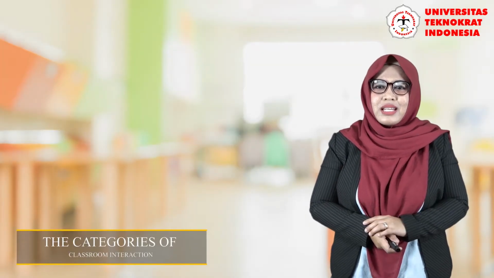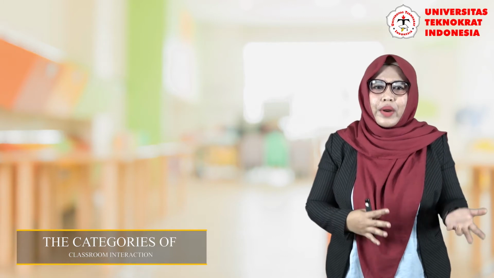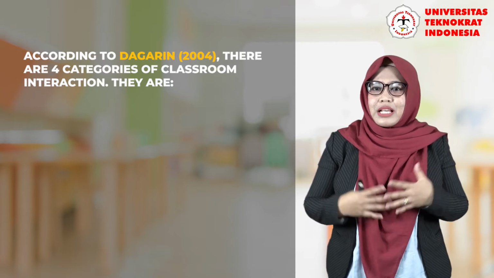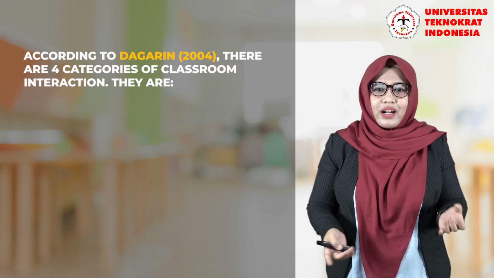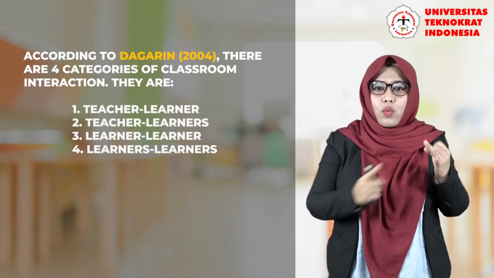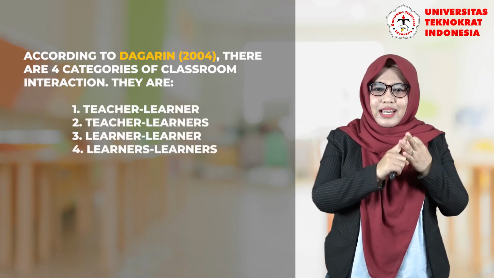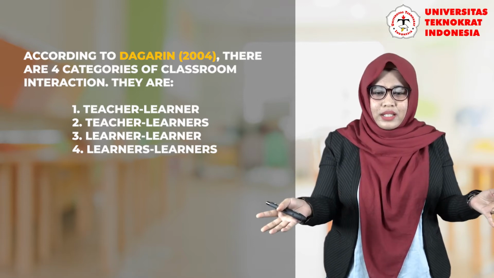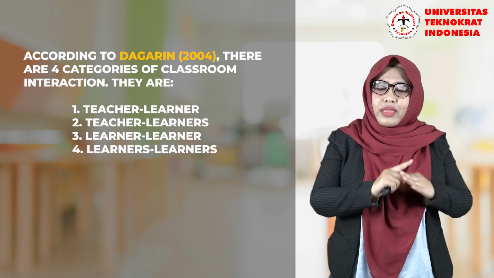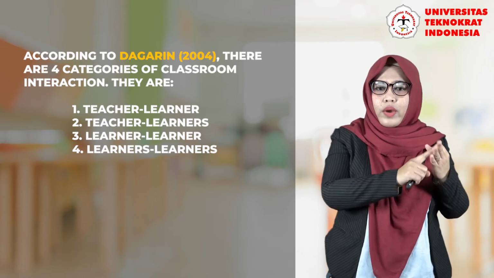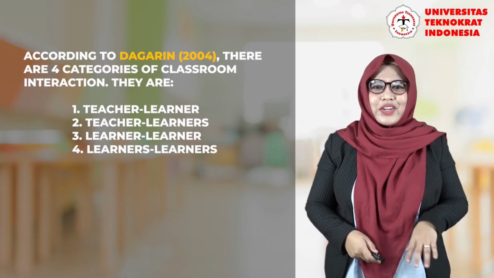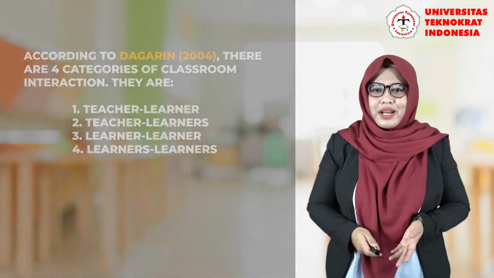Next, you will see the categories of classroom interaction. According to Garin 2004, there are 4 categories of classroom interaction. They are teacher-learner, one teacher to one learner. The second, teacher-learners, one teacher to many learners. The third, learner-learner, one learner with one learner. And the last, learners-learners. Okay, let's discuss these categories one by one.